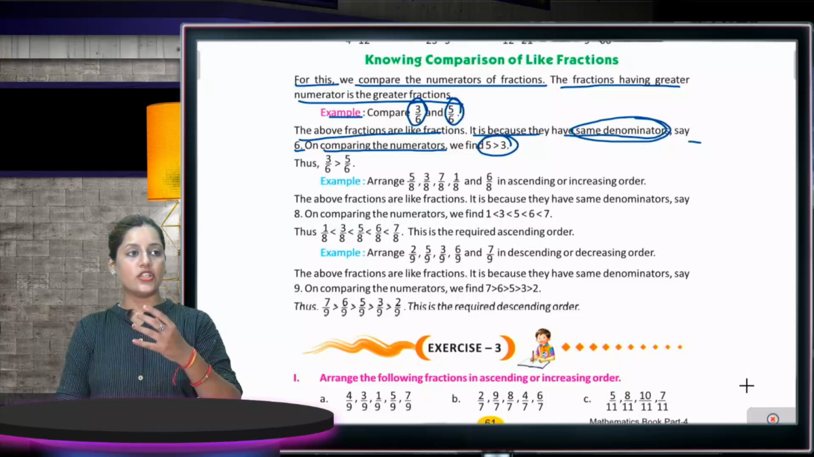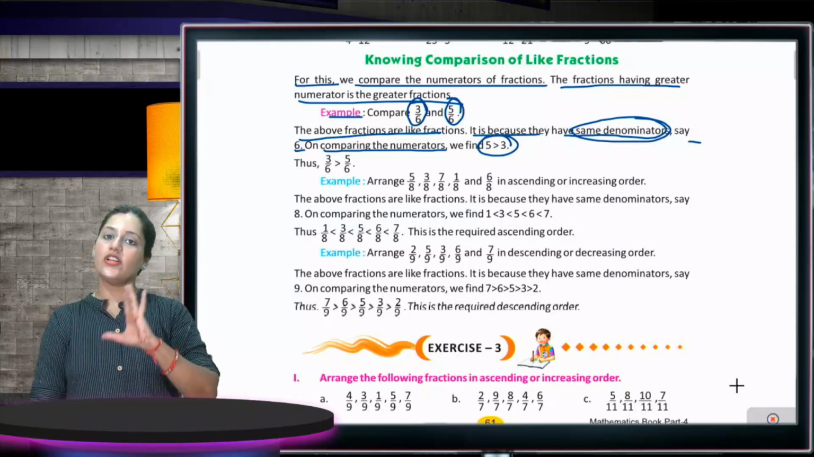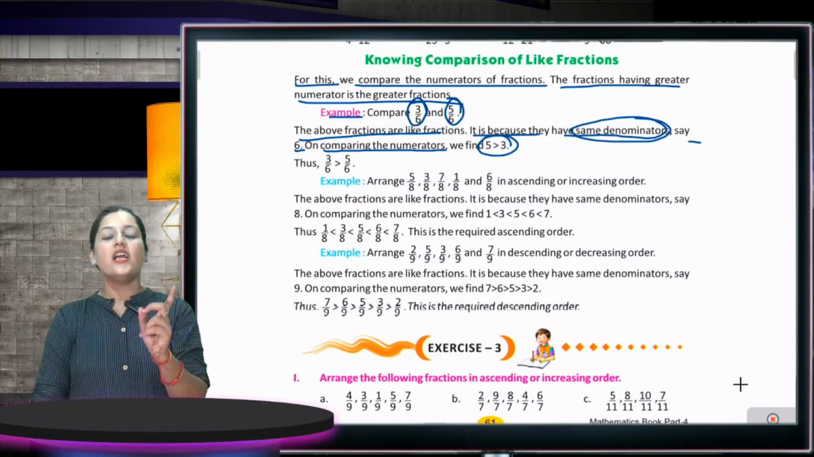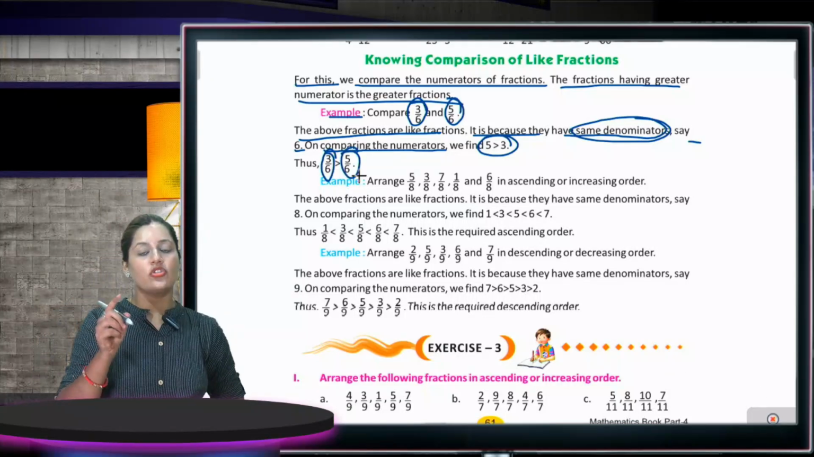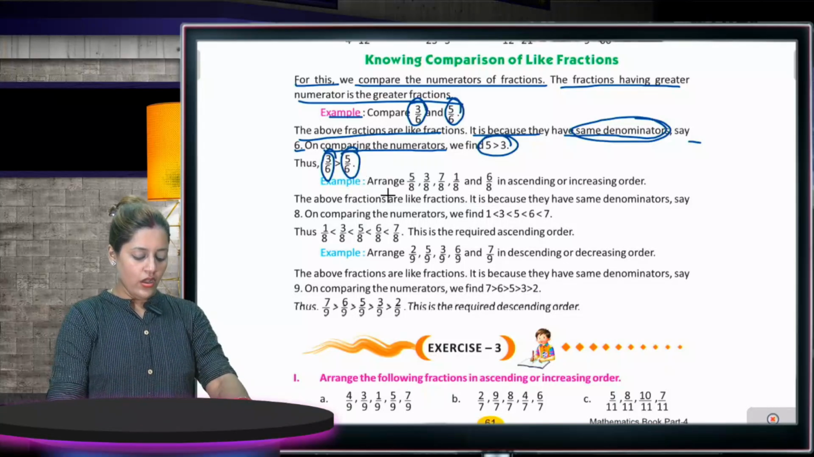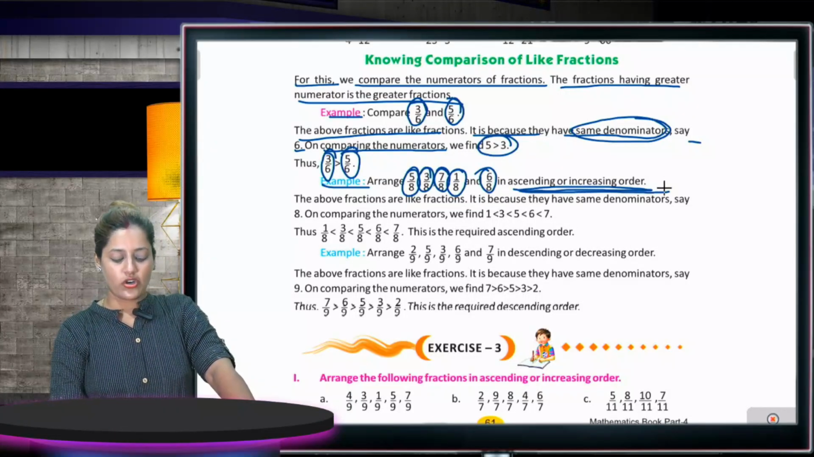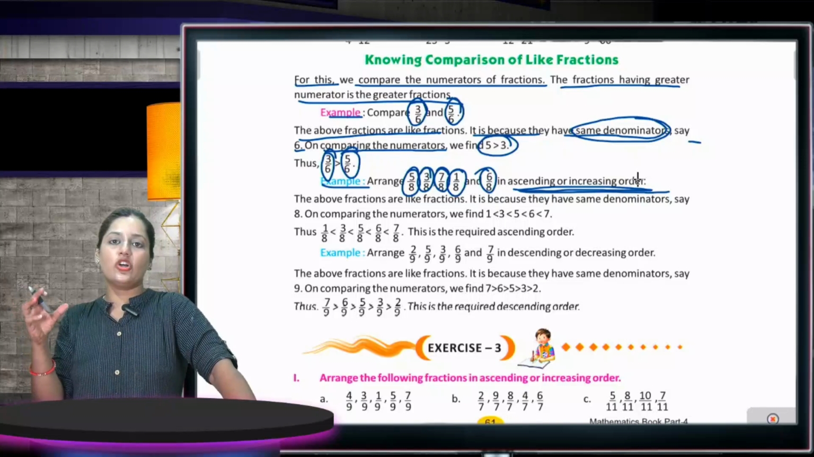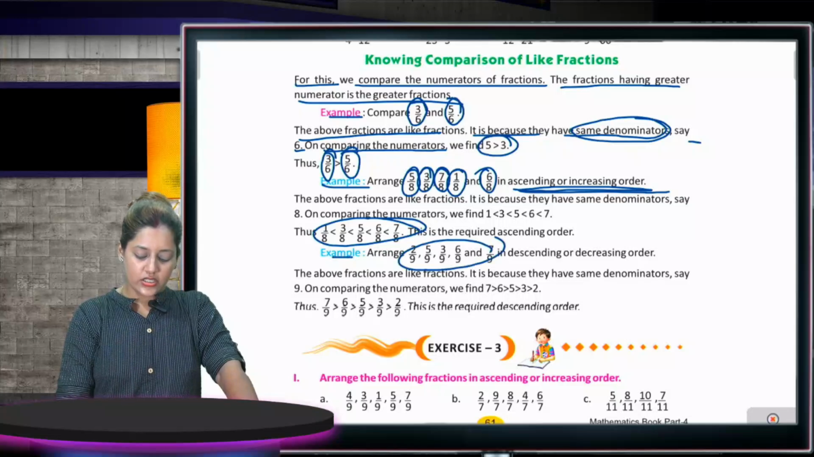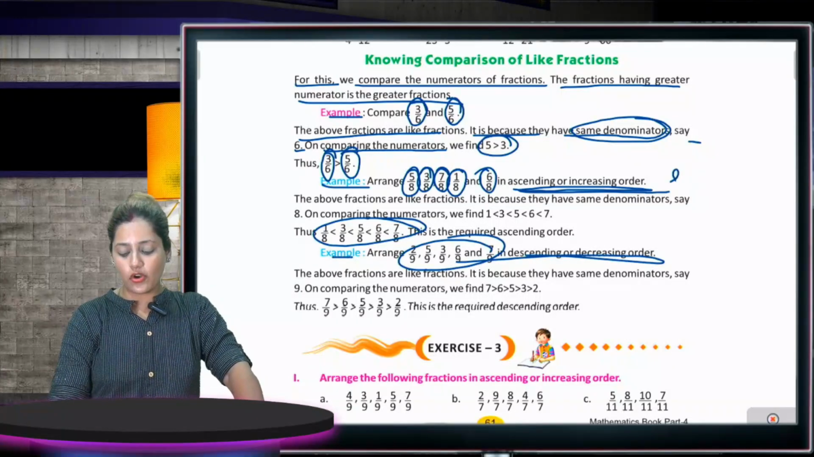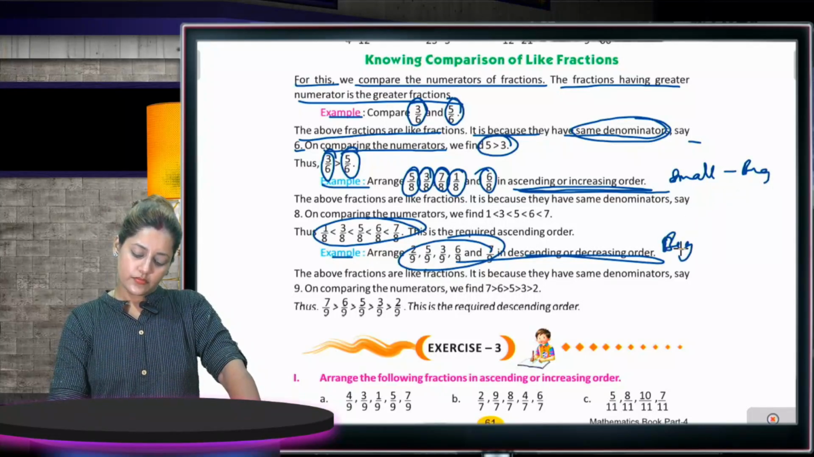It means if the denominators are the same, then you can simply and easily compare the fractions by seeing the numerators. If the numerator is large, then it's a larger number. If the numerator is small, then it's a smaller number. Like 3 by 6 and 5 by 6, so 3 is smaller than 5. For example, arrange these in ascending or increasing order. Simply arrange the numerators because the denominators are the same. Arrange these in descending or decreasing order. Ascending order means from small to big. Here it is from big to small.